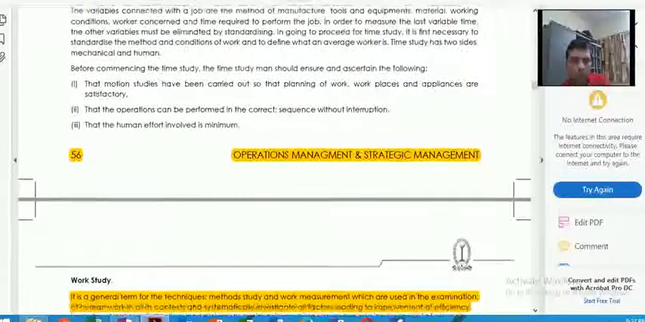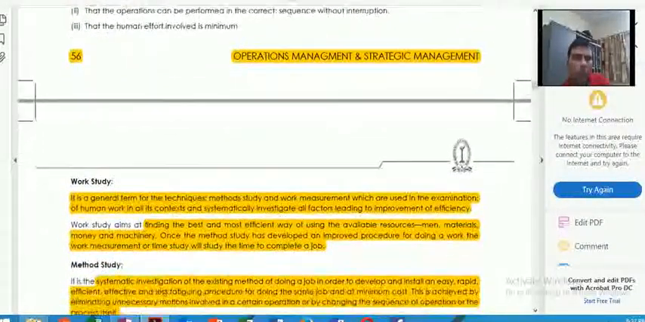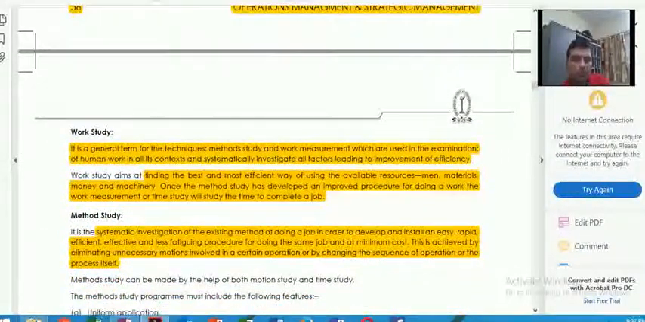Now the next part which is coming is called work study. What do you mean by work study? As I have told you, if you go by the meaning of this term, work study, time study and motion study, if we combine, we get work study. Work involves time as well as motion. So we can say the sum of time study and motion study is nothing but work study.